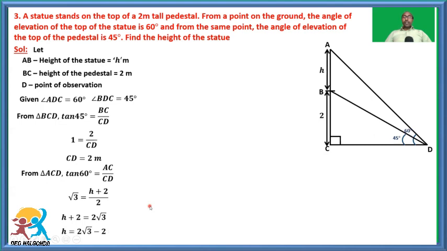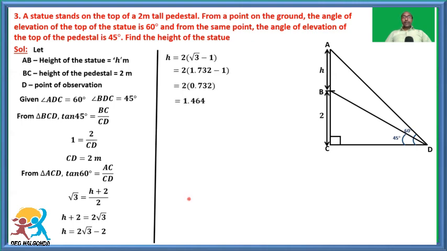So H is equal to 2 root 3 minus 2. And by taking 2 common, we can write H is equal to 2 into root 3 minus 1. That is 2 into 1.732 minus 1. So 2 into 0.732, that is 1.464 meters. Therefore, the height of the statue is 1.464 meters.